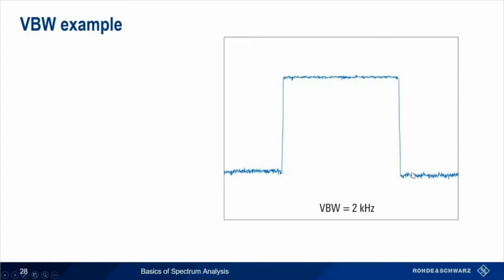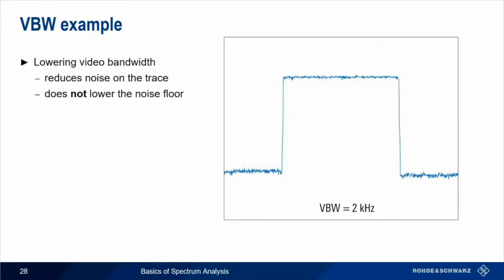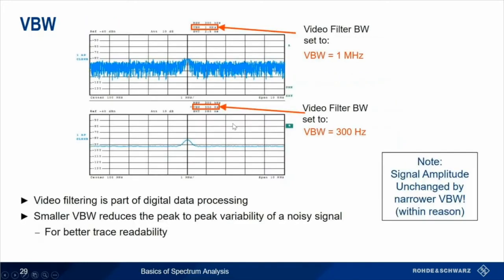So lowering the video bandwidth reduces noise on the trace, but it does not drop the noise floor like resolution bandwidth does. And it also does not improve our ability to resolve or separate closely spaced signals. So you can think of this as basically just cleaning up the display, almost like an averaging on the waveform itself.